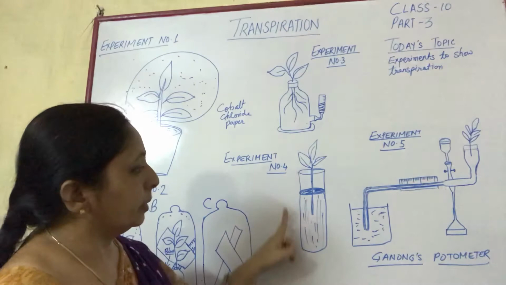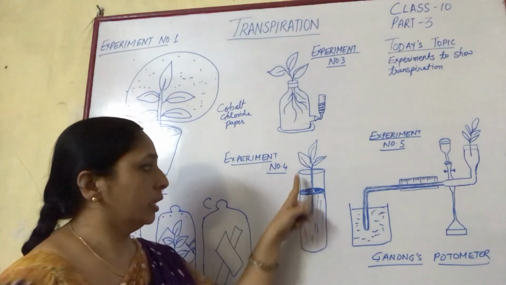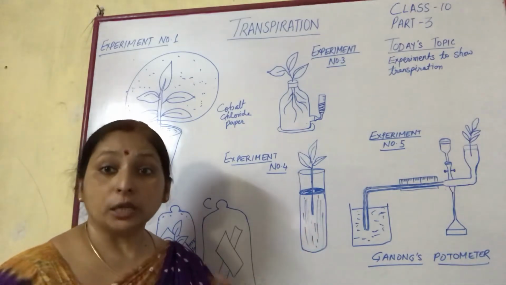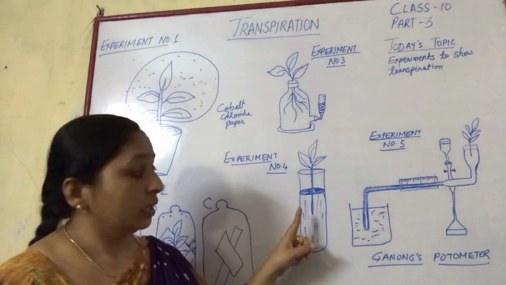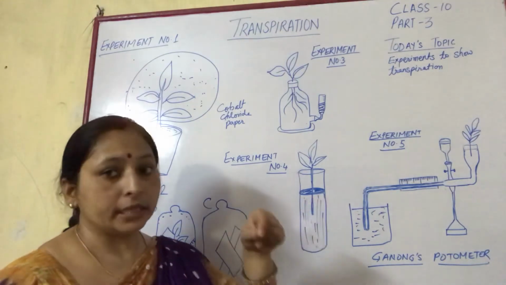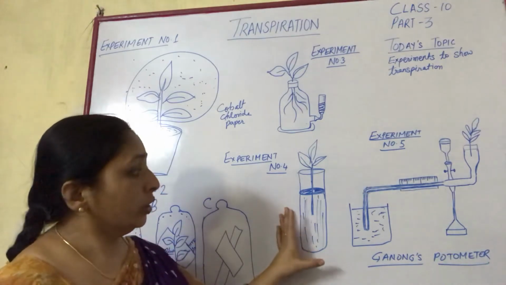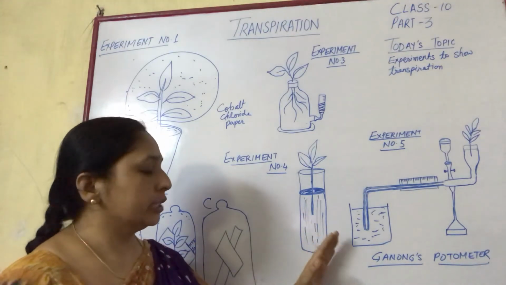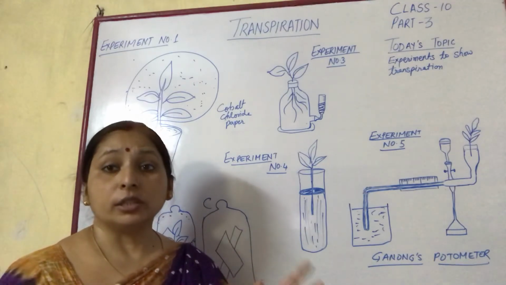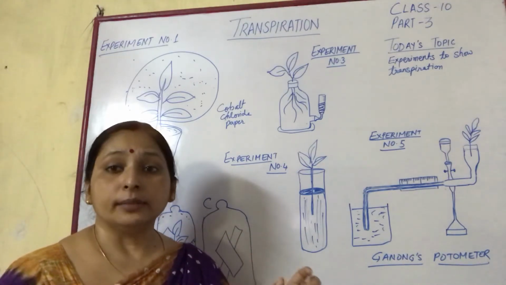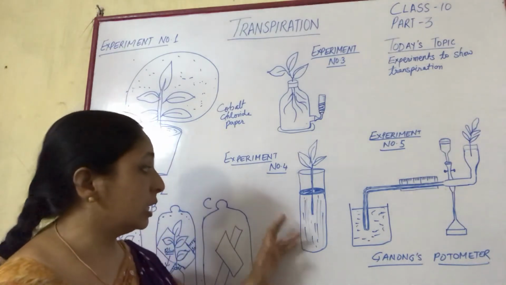Next experimental setup is setup 4. In this experiment, a test tube filled with water is taken. A twig without roots is placed in it. This is also a weighing method. A drop of oil is placed on the surface of the water. Now the plant and the test tube are weighed before and after transpiration, and the difference shows the loss of water by the transpiration process.